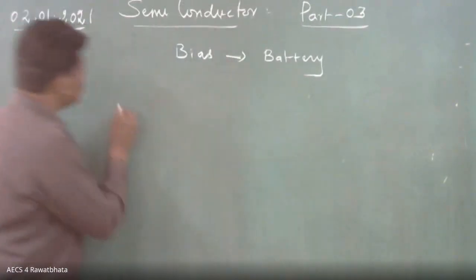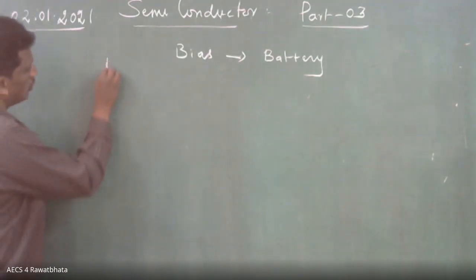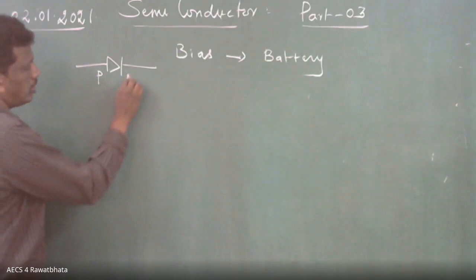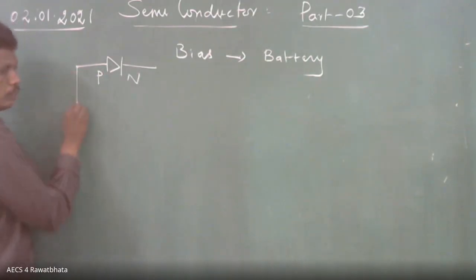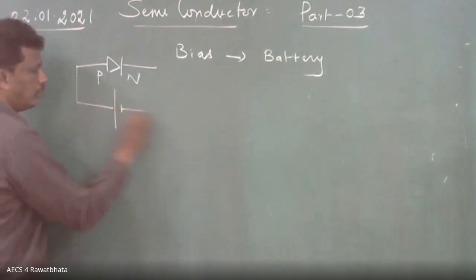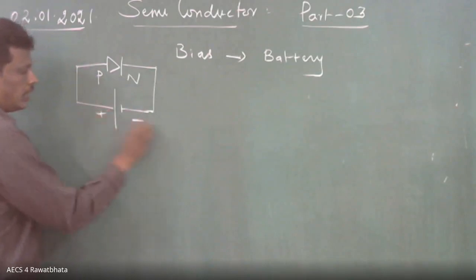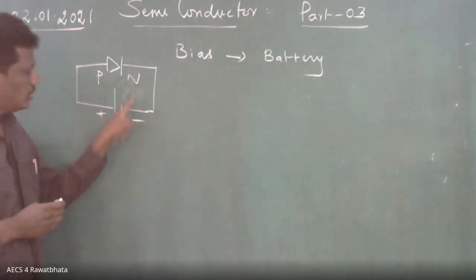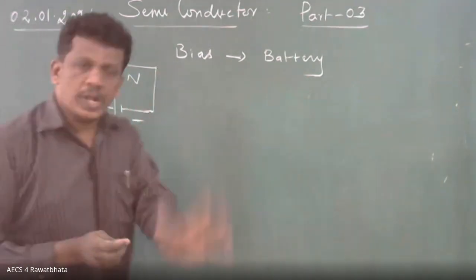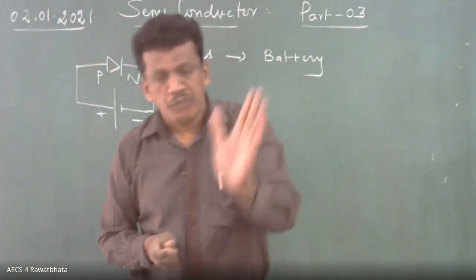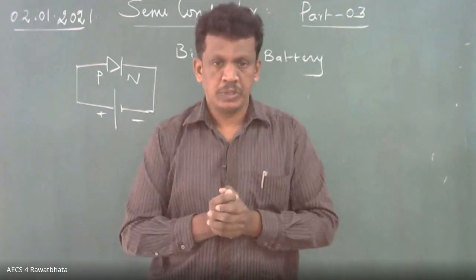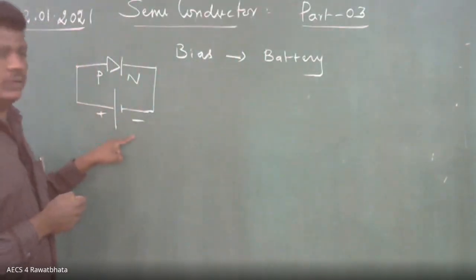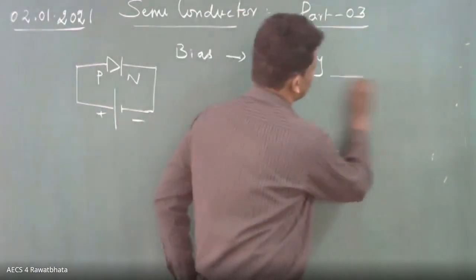Suppose I will do here. Here you have the diode. What is this region? P. This is N. So P region with positive, N region with negative. You see, P region with positive, N region with negative. This connection, what do you say? Forward bias. Suppose P region with negative, P region.